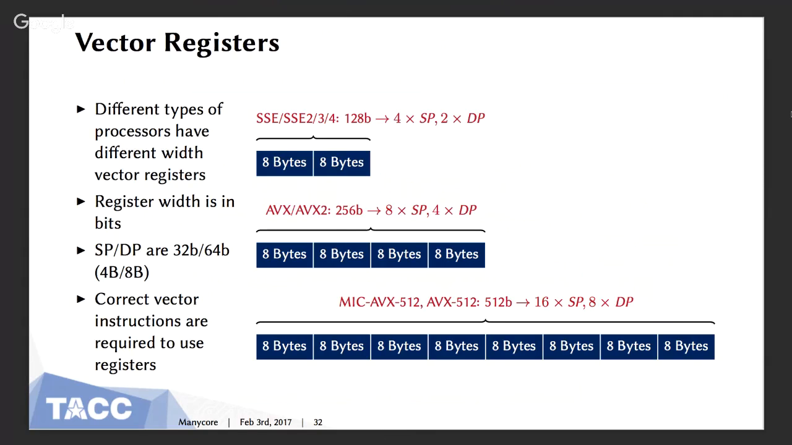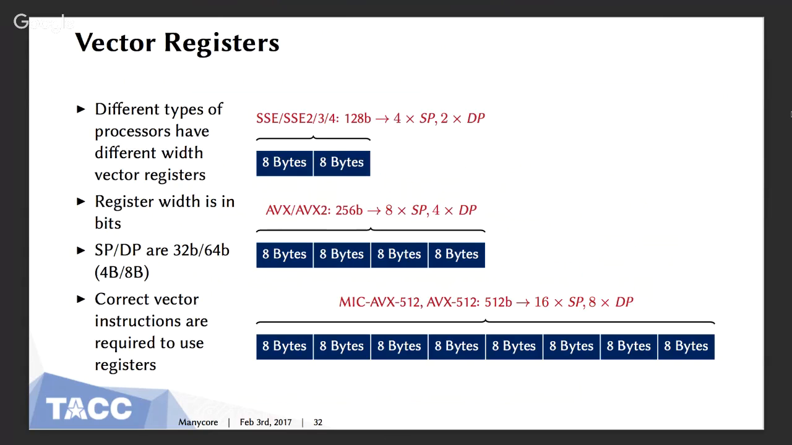So different types of processors have different width vector registers. Pre-Sandy Bridge processors, Sandy Bridge is what we have in our Stampede system, were SSE or SSE 2, 3, or 4, they're just slight extensions to each other. Those were only able to operate on 2 double precision data elements simultaneously. With Sandy Bridge, this vector register width was doubled, so now we can operate on 4 data elements simultaneously.